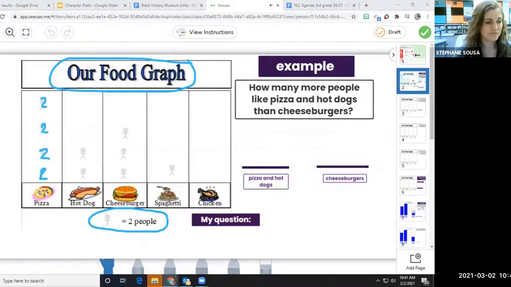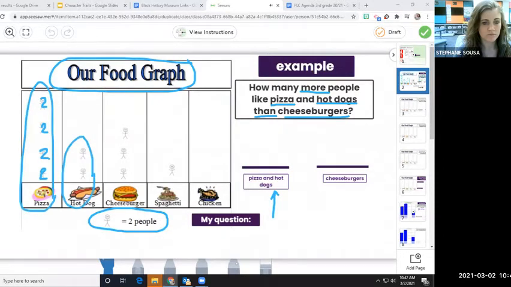My question says, how many more people like pizza and hot dogs than, there's that comparison word, cheeseburgers. So first I need to find out how many people like pizza and hot dogs combined. So I find pizza on the graph and hot dogs. I can skip count by 2 to find the total. 2, 4, 6, 8, 10, 12. 12 people like pizza and hot dogs.